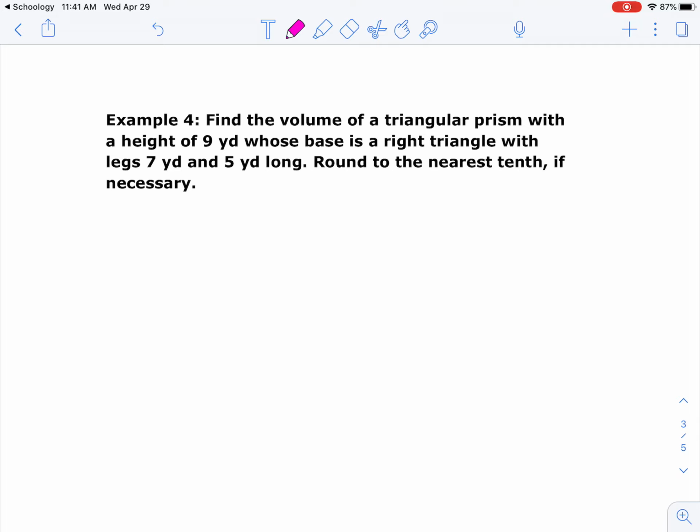All right, next one. Find the volume of the triangular prism with a height of 9 yards. The base is a triangle with legs 7 yards and 5 yards long. Round to the nearest tenth if necessary. Okay, so first off, I need my formula. Volume equals, now remember, this is a prism that is triangular. It's not rectangular, it's not a cube, so I'm using area of the base times height. All right, so I need area of the base and I need height.